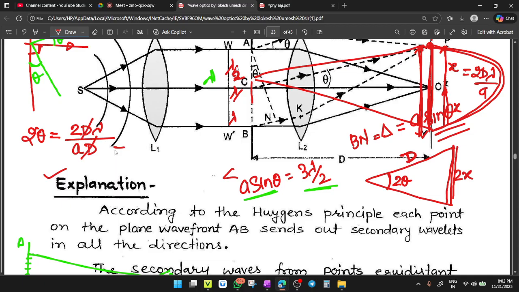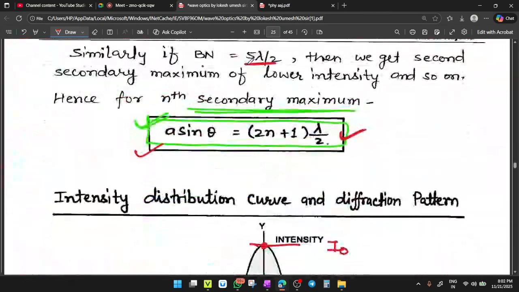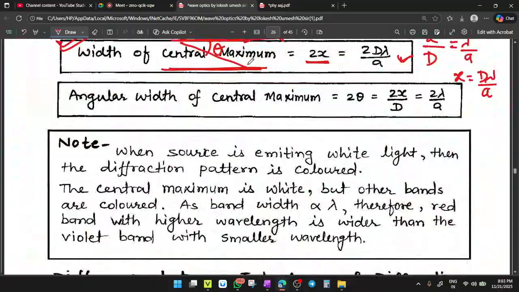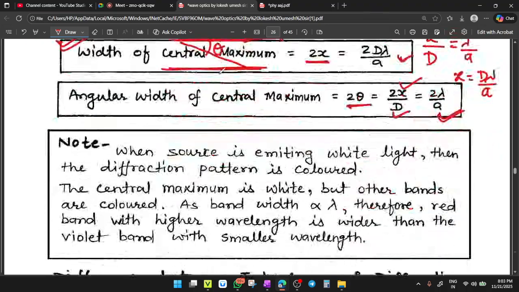So D and D cancel. Your answer is 2 lambda upon a. So angular width equals 2 lambda upon a. Angular width theta equals arc upon radius. Arc becomes 2x, radius becomes D. D and D cancel out, and the final answer equals 2 lambda upon a.